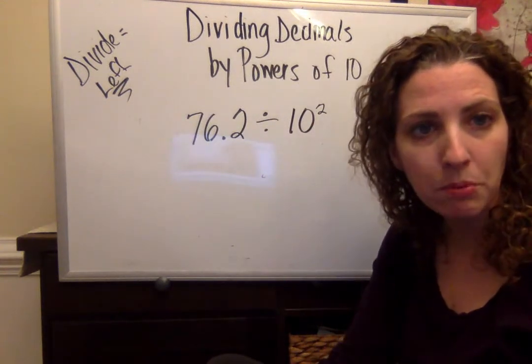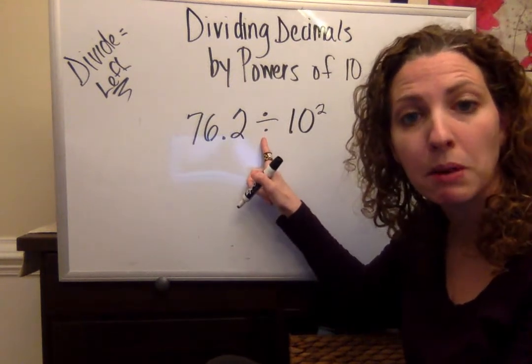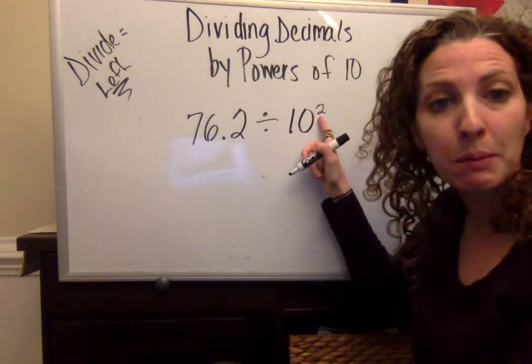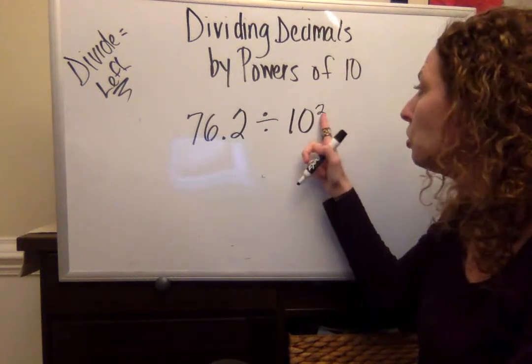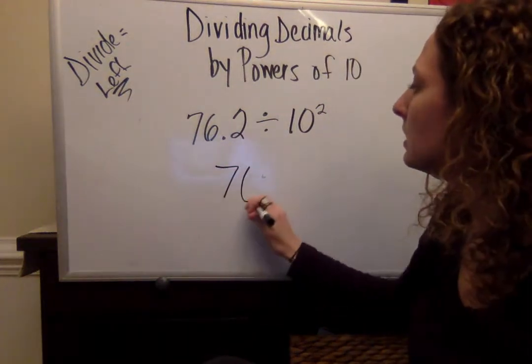When you're looking at these problems, pay attention to the sign. The division sign tells me I'm going to be moving to the left, and the exponent tells me how many places I'm going to be moving. So 2 places to the left. Are you ready? 76.2.